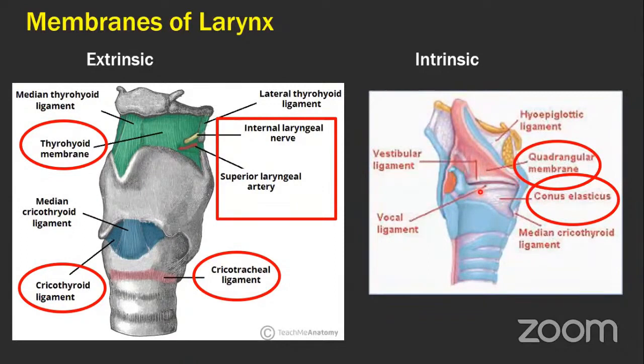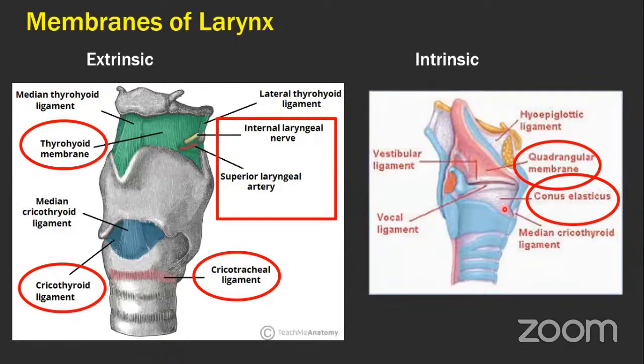And the lower border of the quadrangular membrane is the vestibular ligament. So, vocal ligament is otherwise called the true vocal cord and vestibular ligament otherwise called the false vocal cord. So, the quadrangular membrane in the upper part forms the vestibular ligament or the false vocal cord, and the conus elasticus in the lower part forms the vocal ligament or the true vocal cord. Okay, so these are the extrinsic ones and these two are the intrinsic ones.